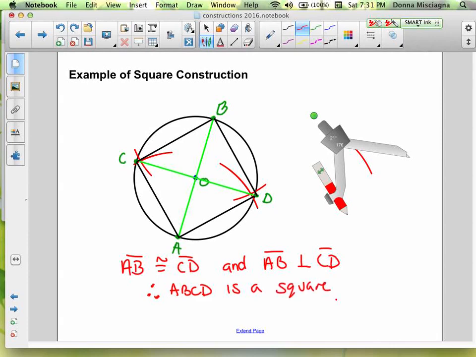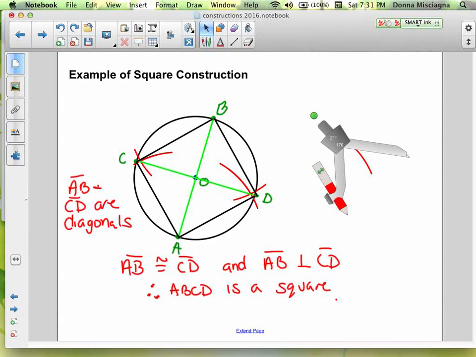square. We've got a quadrilateral where AB and CD are diagonals. I should put that in there. So AB and CD are diagonals. And because those diagonals are perpendicular and congruent, and this is a four-sided figure, ABCD has to be a square.